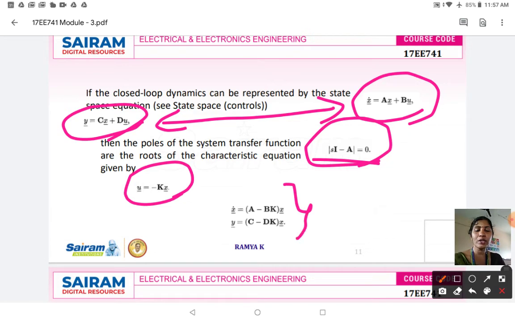When you put u is equal to minus Kx in your original state equation and output equation, it is possible for us to obtain x dot is equal to (A minus BK) into x, and y is equal to (C minus DK) into x.